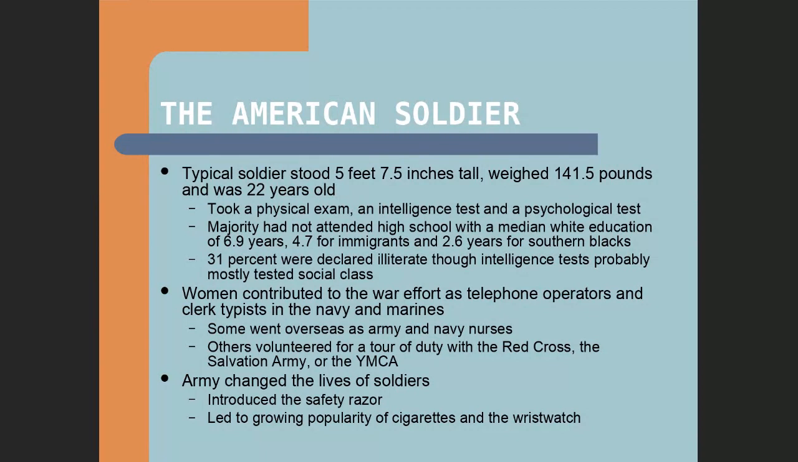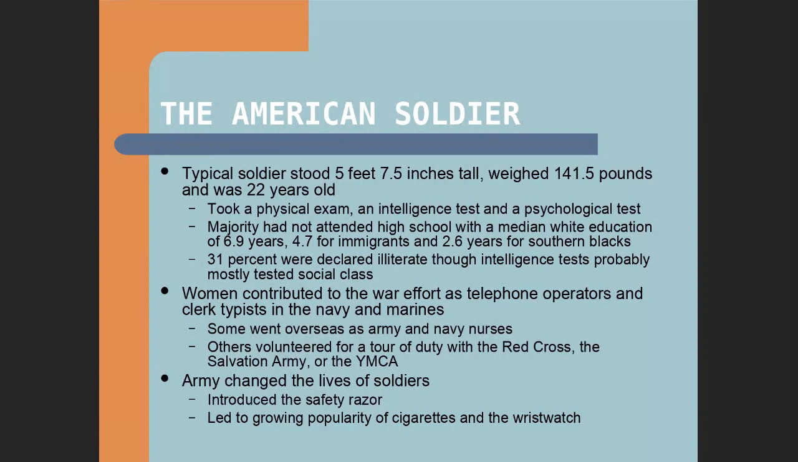All right. When you went in, you took a physical exam, an intelligence test, and a psychological test, just like you do now. A majority had not attended high school. The average white soldier had almost 7 years of education, getting you up to about the middle of middle school. Less for immigrants, almost getting through 5th grade, an elementary level education. For the average Southern African American, not quite 3 years, not quite reaching grade 3.